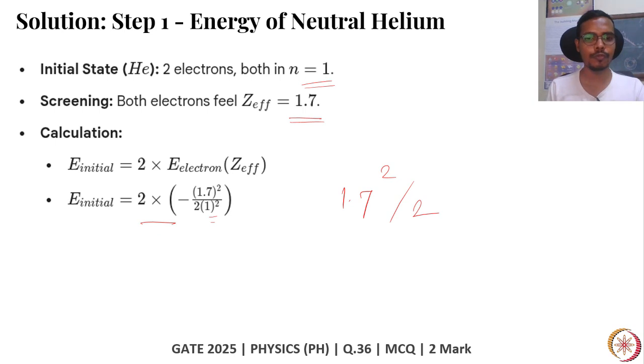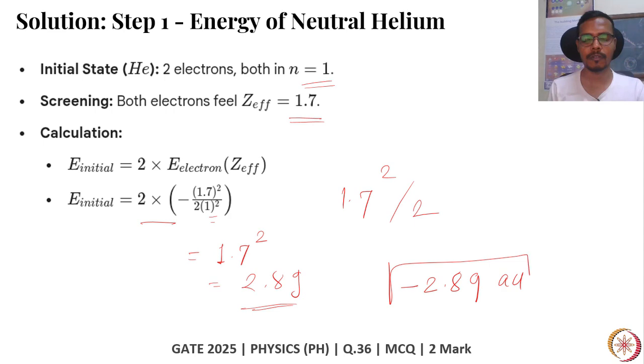So the factor of 2 cancels out, leaving us with 1.7 squared. And 1.7 squared is approximately equal to 2.89. Alright, so the total ground state energy of helium is minus 2.89 atomic units.